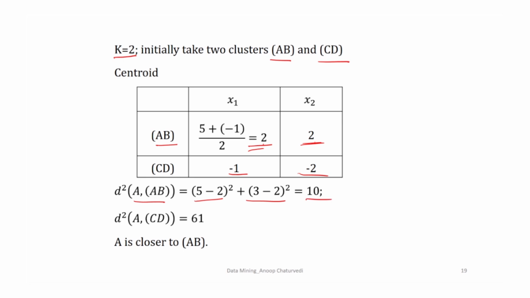We also compute the distance of A from CD. So, you have 5 minus 1 square plus 3 minus 2 square. So, ultimately you get 61. Now, A is closer to AB. So, you do not move A to CD. A will remain within this cluster.